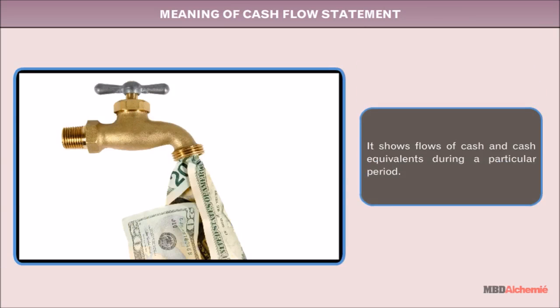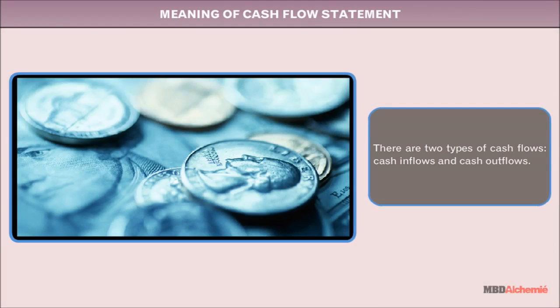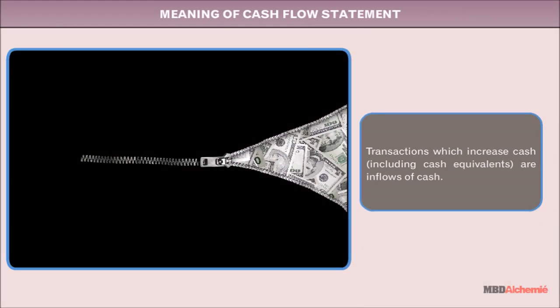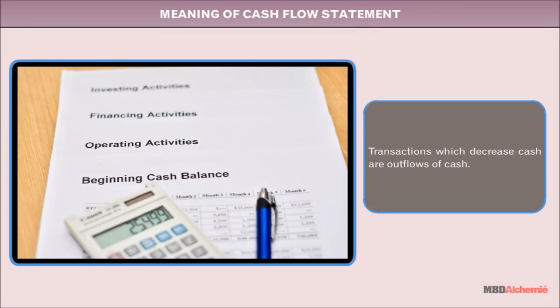Meaning of cash flow statement. It shows flows of cash and cash equivalents during a particular period. Prepared when there is any change in cash and cash equivalents due to any transaction. For example, payment of rupees 10,000 to a creditor leads to decrease in cash. There are two types of cash flows: cash inflows and cash outflows. Transactions which increase cash, including cash equivalents, are inflows of cash. Transactions which decrease cash are outflows of cash.